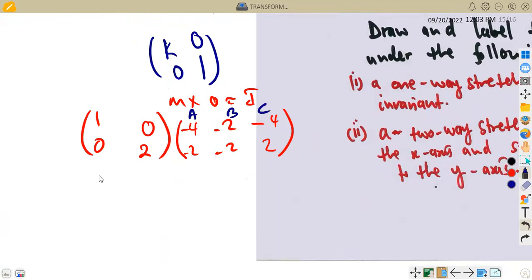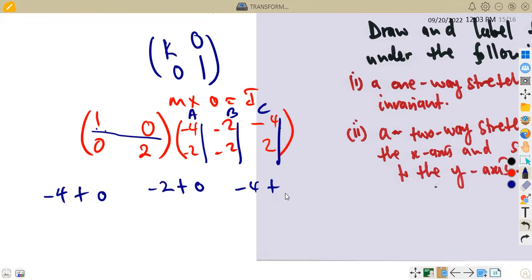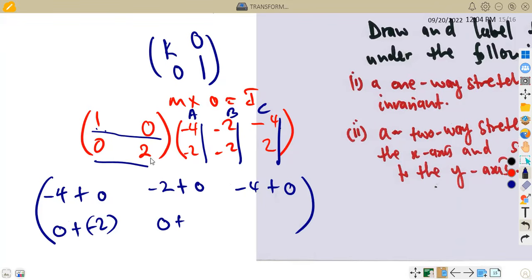Then we can perform our matrix multiplication row by column. It's going to be this part and this column, and this column. Okay, so that's 1 by negative 4, which is negative 4 plus 0. Negative 2 plus 0 here. 1 times negative 4. That's negative 4 plus 0 again. You move on to this row. First column, 0 by negative 4, that is 0 plus 2 times minus 2, that is minus 4. 0 times 2, minus 2, that's a 0, plus 2 times minus 2, which is minus 4. 0 times minus 4, that's a 0 here, plus 2 times 2, which is 4.